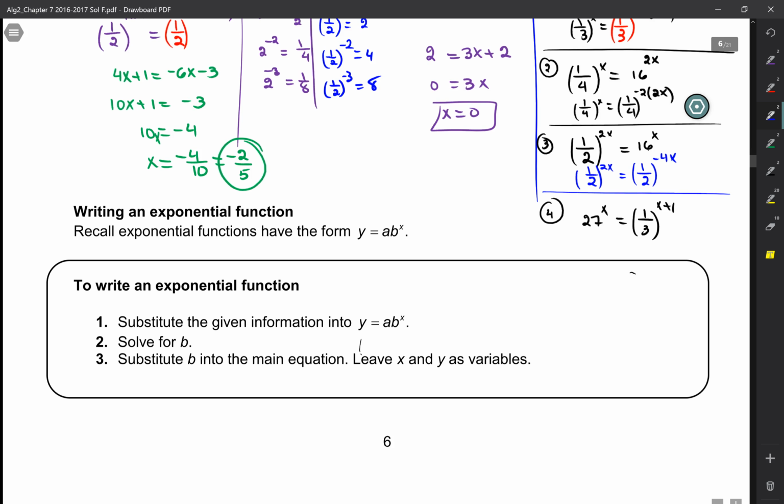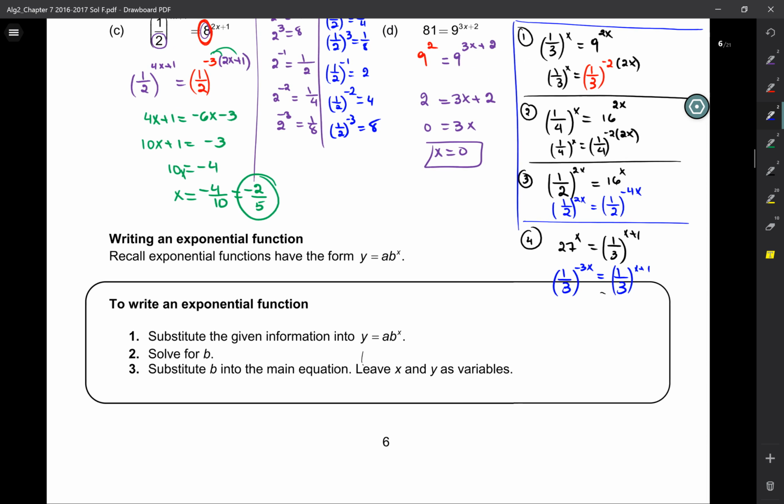And the last one? 1 over 3 to the power of negative 3x is equal to 1 over 3 to the power of x plus 1. Okay? All right. So just figure out the number first and then add a negative to the exponent when you have to flip one of them and make it a fraction.